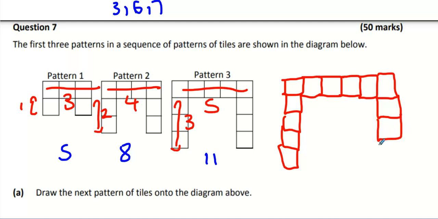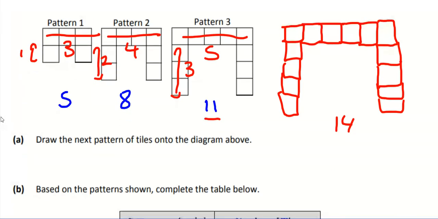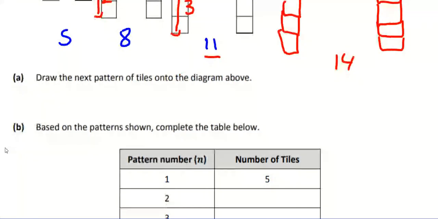I think we're expecting 14, aren't we? Why are we expecting 14? It's going up in 3s, isn't it? Just double count that. 4, 4, 8, 8 and 6, 14. Go with that? Okay. Now, based on the pattern shown, complete the table below.